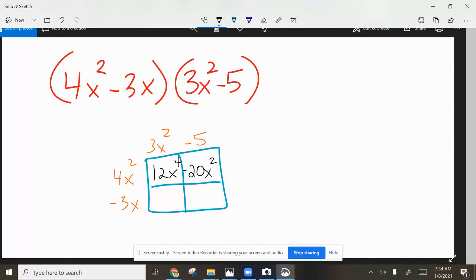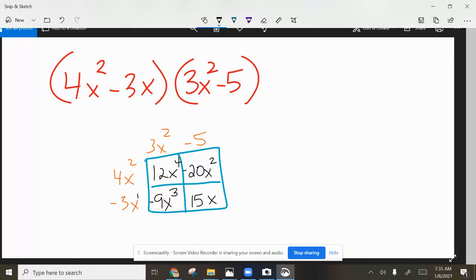Negative 20x squared, right? 4 times negative 5. Negative 3x times 3x is going to be negative 9x, but hold up, make sure you add the exponents properly. That's a 3. And then this is going to be positive 15x.